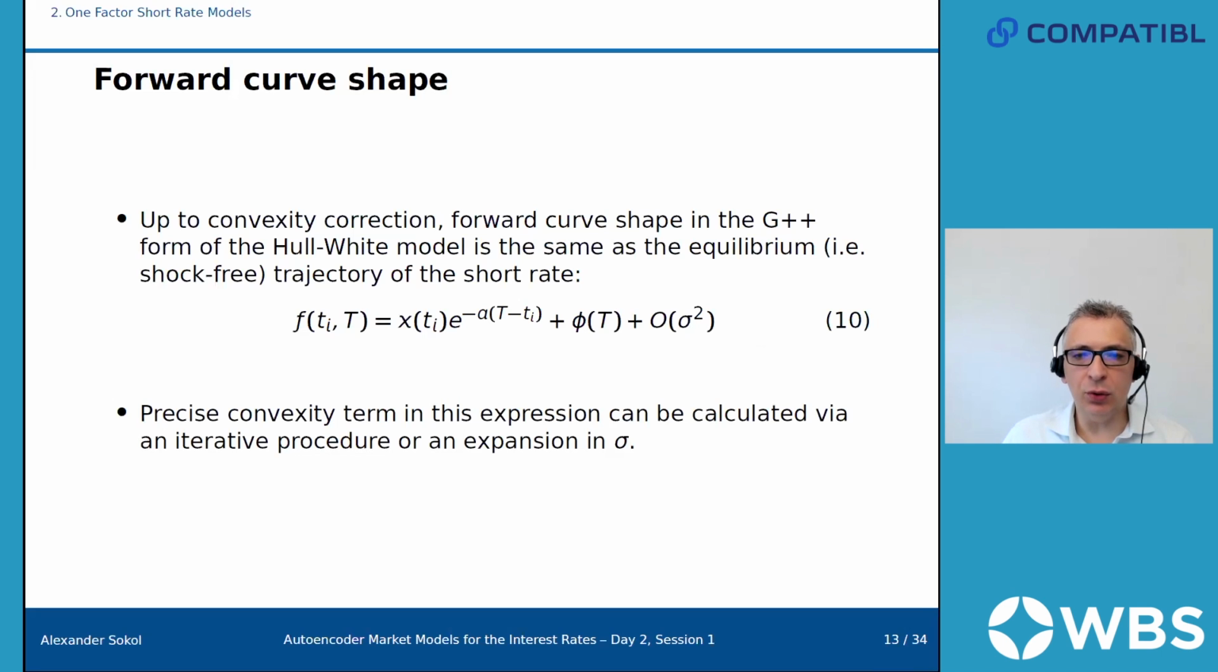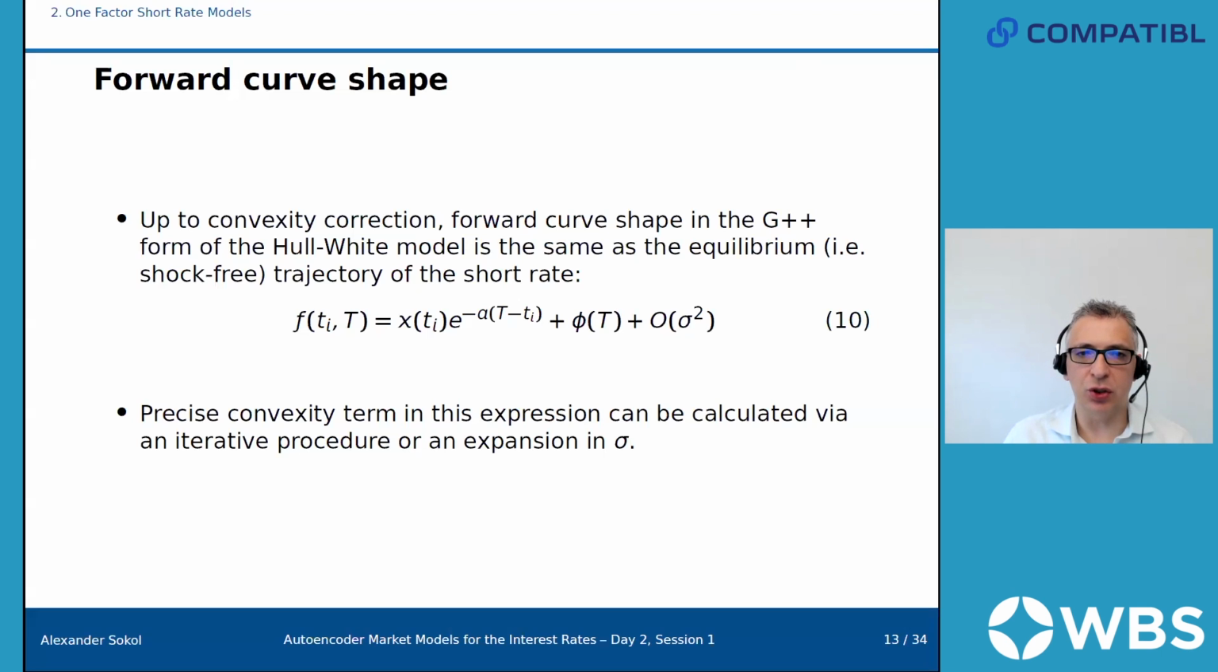You can calculate this term in various ways, and in fact, it's even analytical in the Hull-White model. You can calculate it even when the model does not have an analytical solution. Hull-White does, but the autoencoder market models that we will build do not. You can calculate these terms by expansion, or by an iterative procedure. But here, because we're talking about stylized behaviors, we're simply going to ignore it.